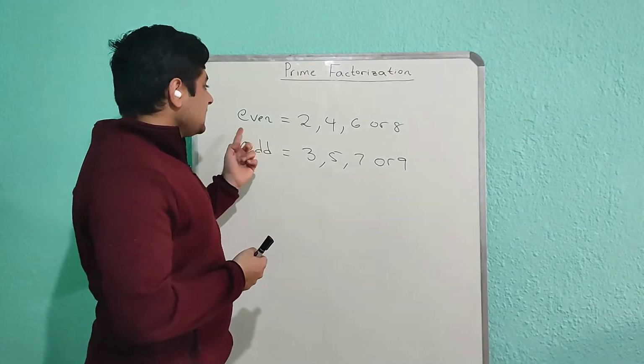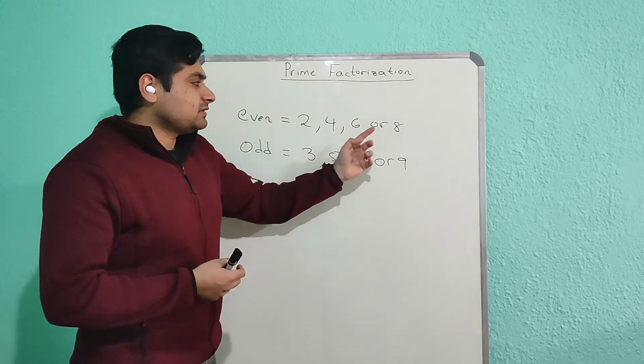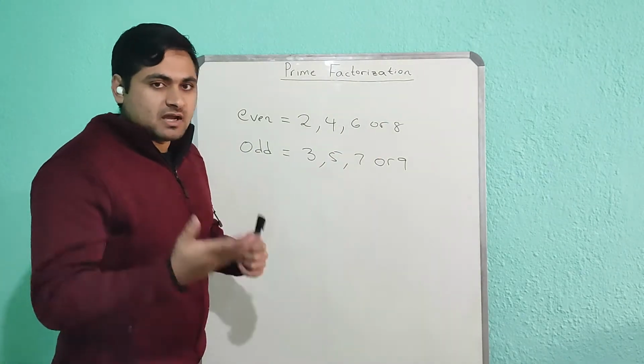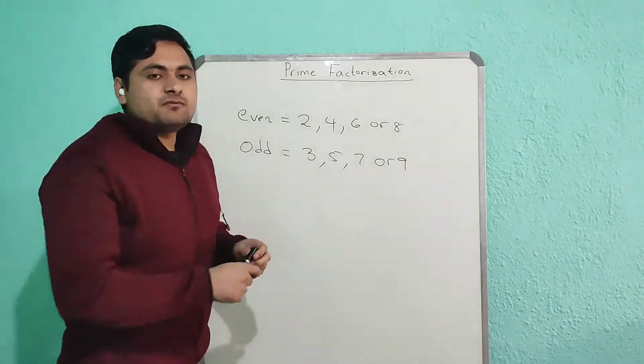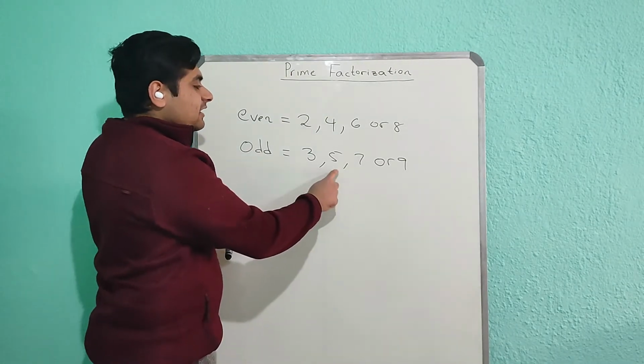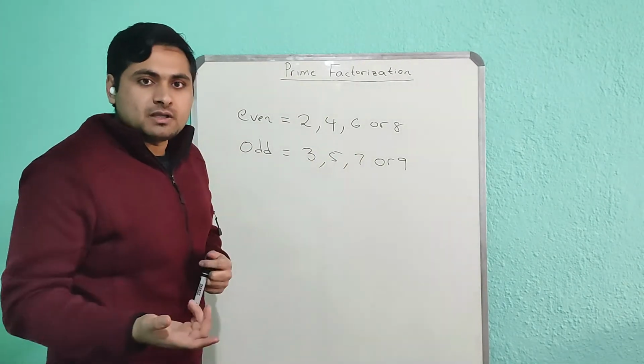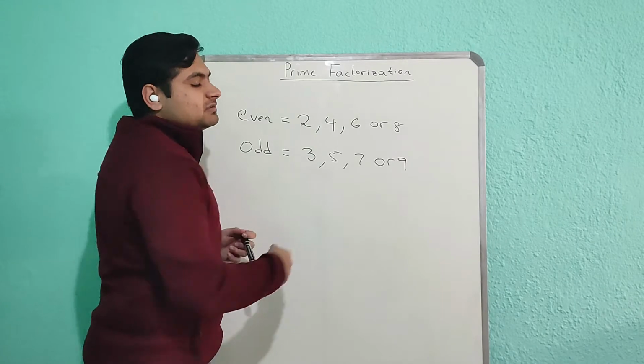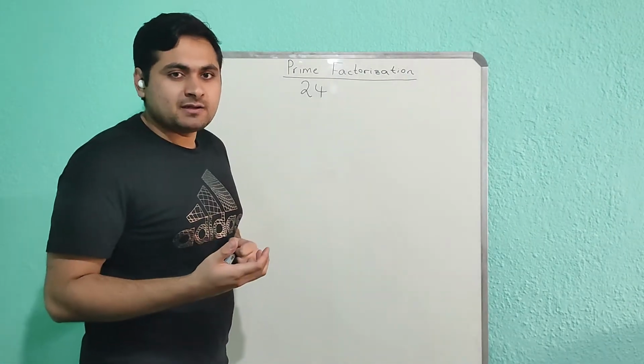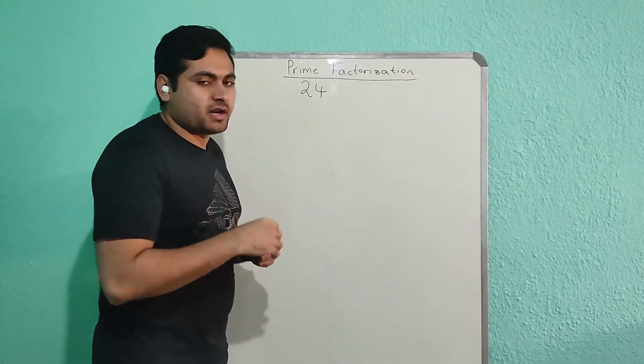So if we see that the ending number is 2, 4, 6 or 8, we know we have to divide by one of these numbers. But if we see our end number is 3, 5, 7 or 9, then we know that we'll only divide by one of these numbers. So how do we find the prime factors of a number?